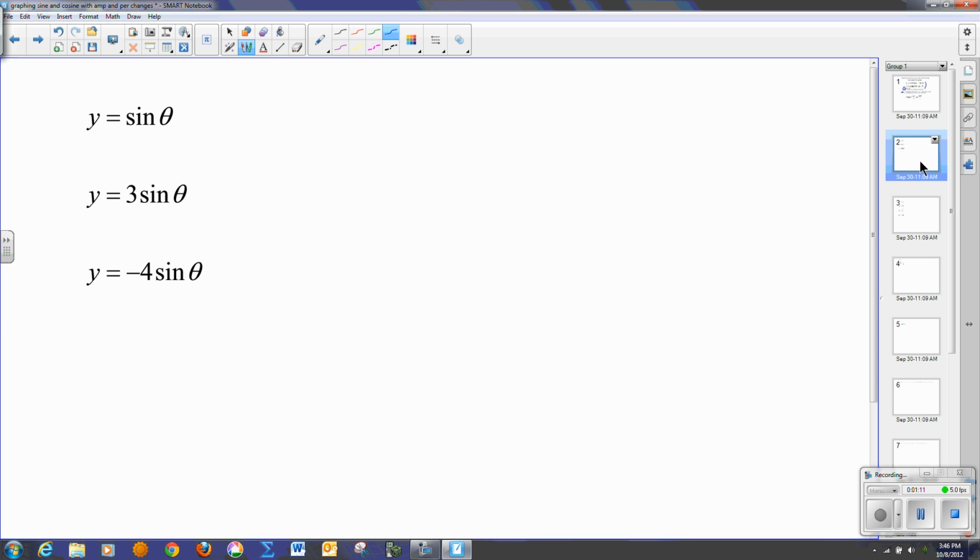Let's take a look at the first example. And we'll do this in degrees just to get you kind of used to what's going on. All right. We're going to go by degrees. So we'll go 0 here, 90, 180, 270, 360. And this will be one period of sine because the graph will repeat in 360 degrees.